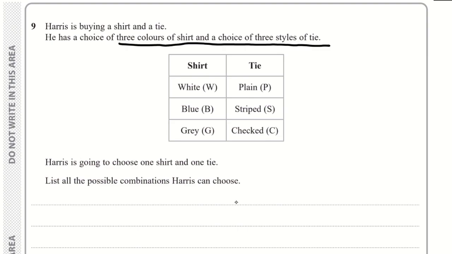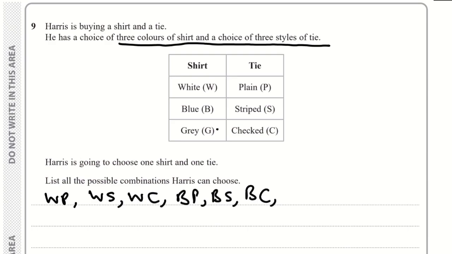So let's start off by writing it like this. White and plain. That's the first one. This, you can choose white and striped. So white and striped. You can choose white and checked. All right, white and checked. Okay. Now we're going to go the same way with blue, blue and plain, blue and striped, and blue and checked. And the last one, gray and plain, gray and striped, and then gray and checked.